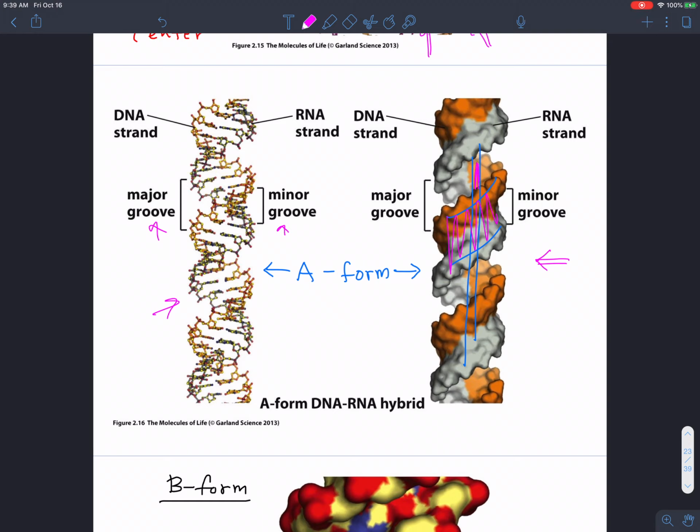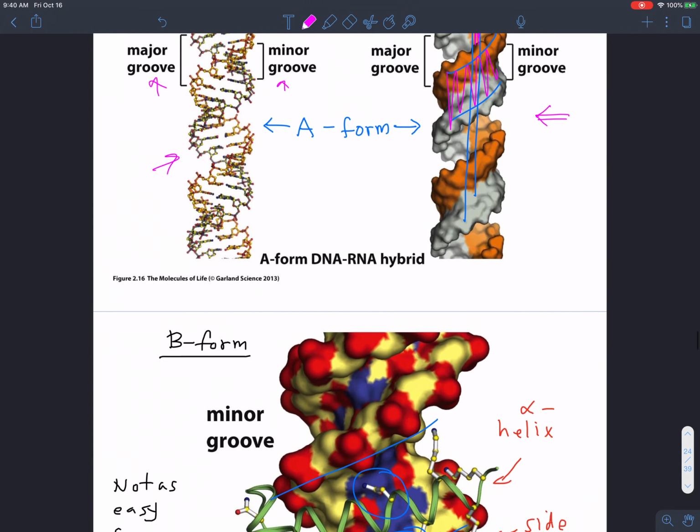So it's quite different. On a generic level, yes, they're both double helices. They're both right-handed. There's a lot of similarities between A and B form. But in fact, the A form is really quite different from the B form and has a lot of implications. We'll see that later when we look at protein binding to these things.